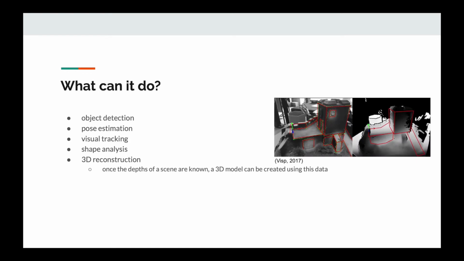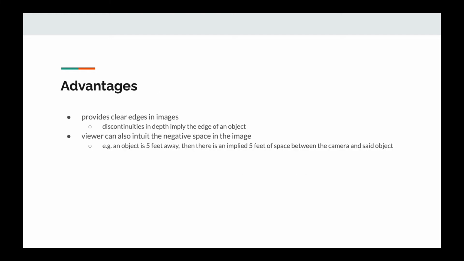They can be used for object detection, pose estimation, visual tracking, which on this slide there are two photos, and the photo to the left is the one with the images themselves, and then to the right is the visual tracking and the depth information. And then they also can be used for shape analysis and 3D reconstruction. So basically, if you have images, you can use them to recreate a 3D model from the data that you've collected with these sensors. Now, what are the advantages to these sensors?